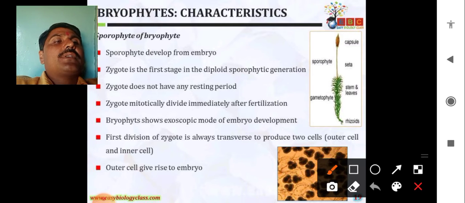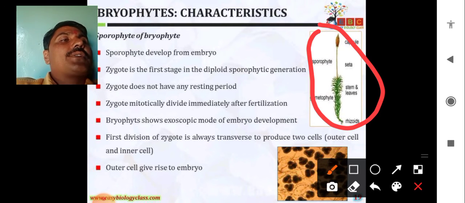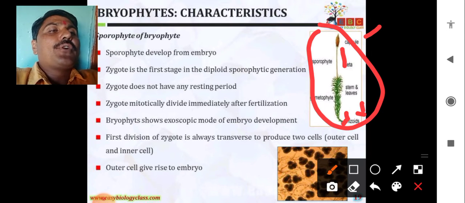Now this is the structure of the sporophyte. What we see here is the capsule. That is the calyptra. This one is the seta, stem and leaves. That is the gametophyte and the rhizoids. So the sporophyte develops from the embryo.